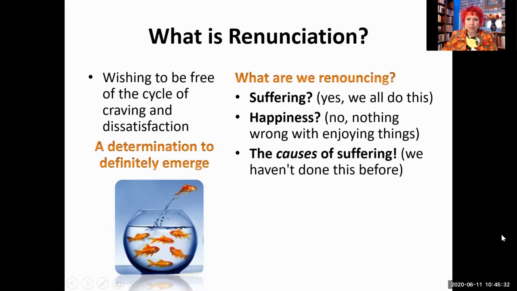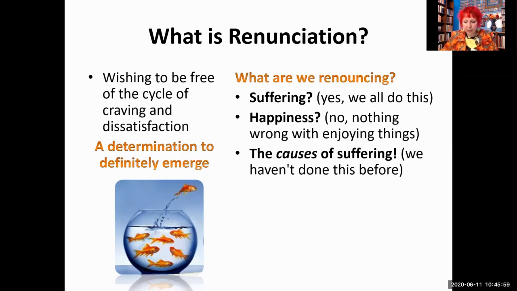So what are we renouncing? We're renouncing the causes of suffering. And this is something we haven't done before. So whenever we have a problem, we renounce the suffering part, but we hold on to the cause of it so that it happens again and again. Because the causes aren't immediately apparent to us, we actually grasp onto them. And that's why we keep on having problems happen again and again.